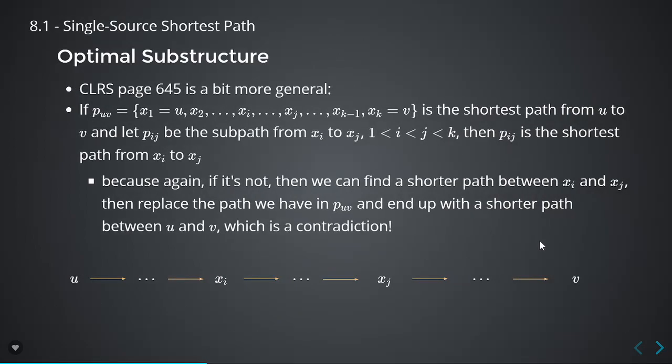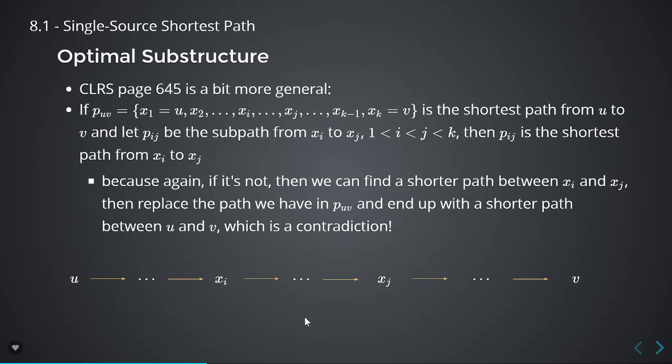Now, CLRS does the optimal substructure slightly differently. And I actually like this more than what I had before. Basically, they're arguing if you have the shortest path from u to v, then any subpath between two vertices must also be the shortest path between them. So for example, if we have xi and xj in the shortest path, right? Then this path between xi and xj, meaning whatever vertices are in between, they must also be the shortest path between xi and xj.